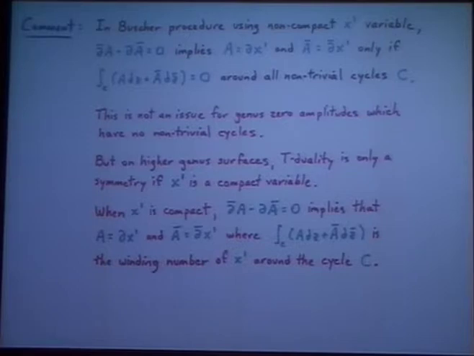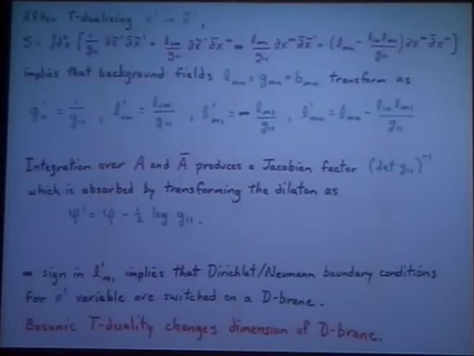Okay, so for genus zero amplitudes or amplitudes on a disk, this is not an issue because we don't have any non-trivial cycles. So for genus zero amplitudes, one can do T-duality for a non-compact x1 variable. But if you have higher genus surfaces, then this is not necessarily vanishing, and one can get some global obstruction. This obstruction can be avoided if you replace x1 by a compact variable instead of a non-compact variable. Then when this contour integral is non-vanishing, it just gives the winding number of this compact variable around the cycle. So there's no contradiction as long as you use a compact variable. Okay, so that was just a side comment.